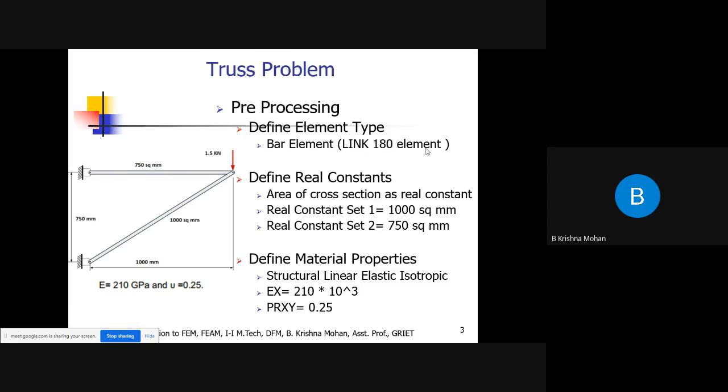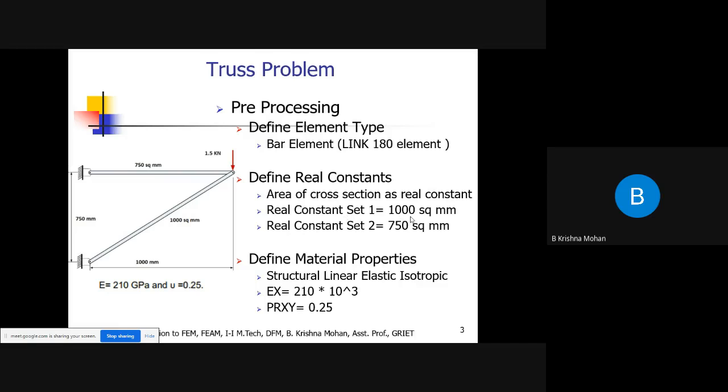I'm assuming LINK180. After that, in this problem, the area of cross section is mentioned here. We assume that the area of cross section along the element is constant. So instead of modeling a 3D member, I will draw only a line and define the area of cross section as a real constant. The area of cross section along this line will remain constant. Here, if you closely observe, the area of cross section of member 1 and member 2 are different, so you need to define two real constants.